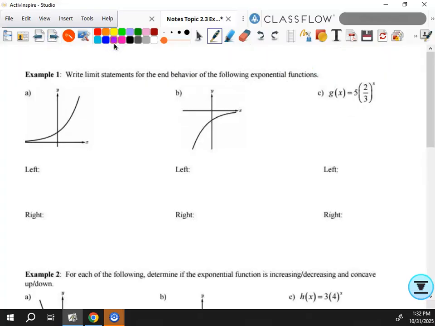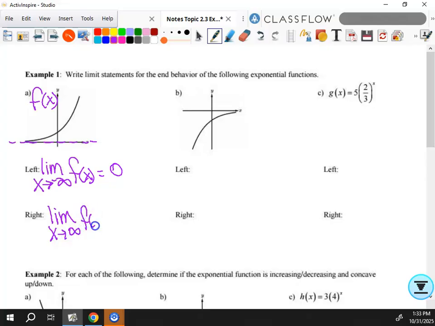All right, so let's talk limits. I mean, we pretty much just said that. These need names though. So let's call this guy f. So we're going to write the limit. If it's to the left, it's the limit as x approaches negative infinity of f of x. So as x approaches negative infinity, what's the function approaching? Zero, because we have an asymptote. And the limit as x approaches infinity of f of x would be infinity.